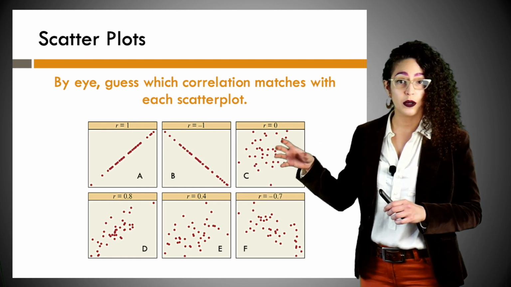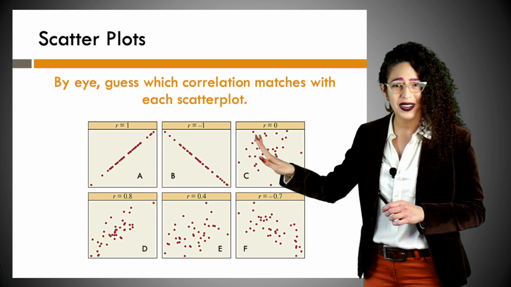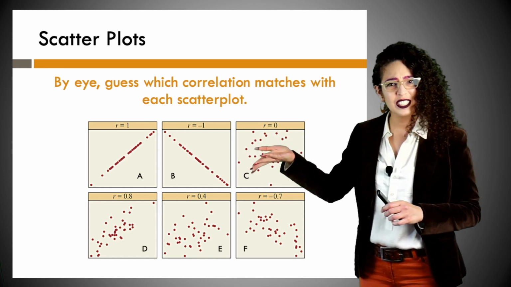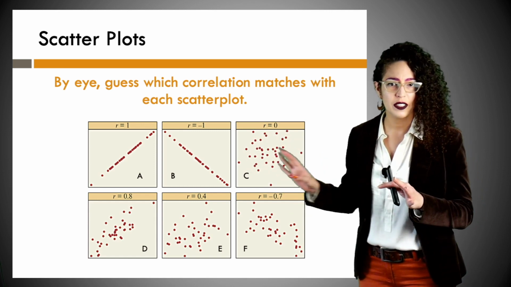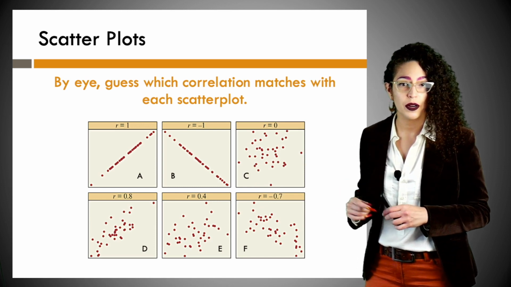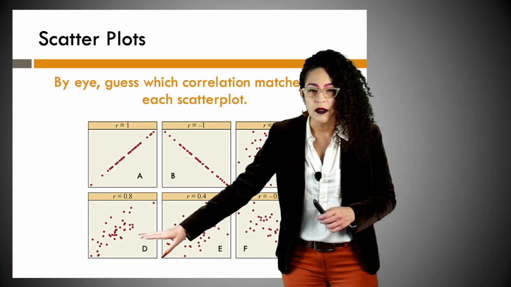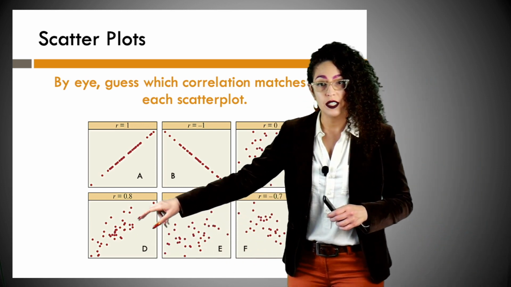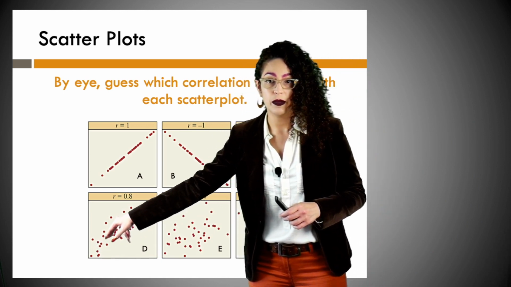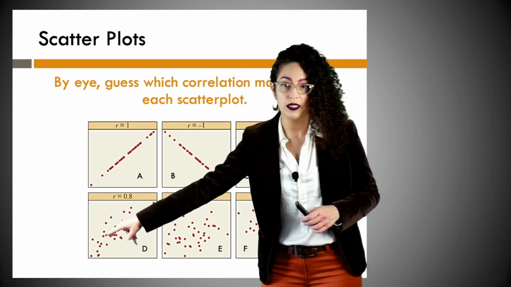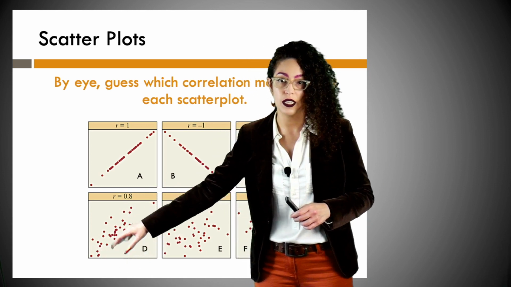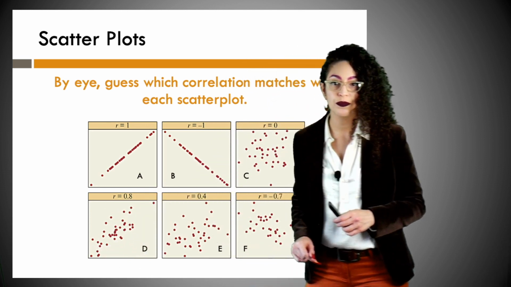Here we have 0 correlation. There is no, where would you draw the line here? There's no obvious line. So these two variables are not correlated, whatever they were. In D, we have about a 0.8. So you can see there is a little bit, or quite a bit, of a positive association here. So as x goes up, it looks like y goes up too.